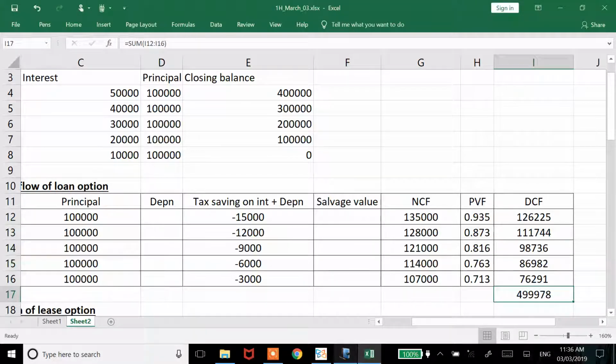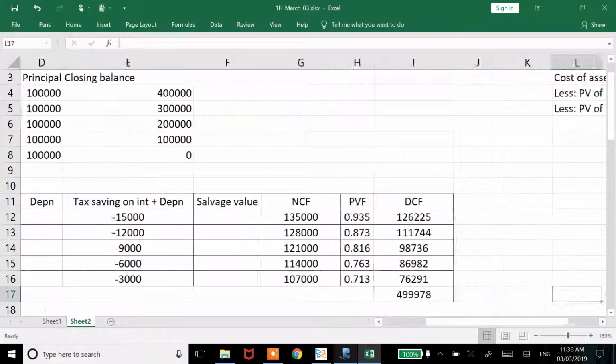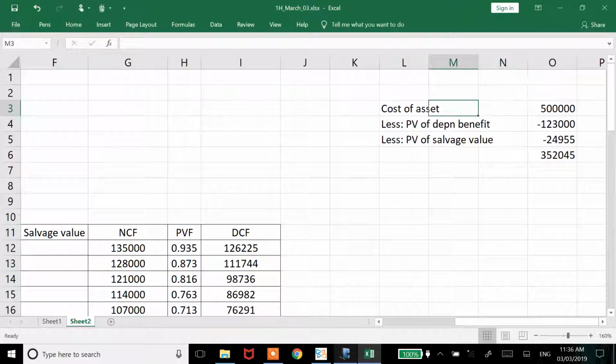When the discount rate and interest rate is same, interest and principal can be substituted by the amount of loan. So if you see here, cost of asset is nothing but interest plus principal. Depreciation is taken care of. Salvage value is taken. These are the only items you take: interest, principal, depreciation, tax benefit on depreciation, tax benefit on interest, and salvage value.